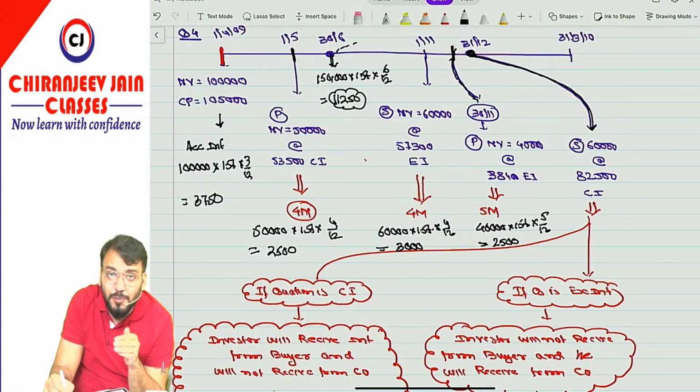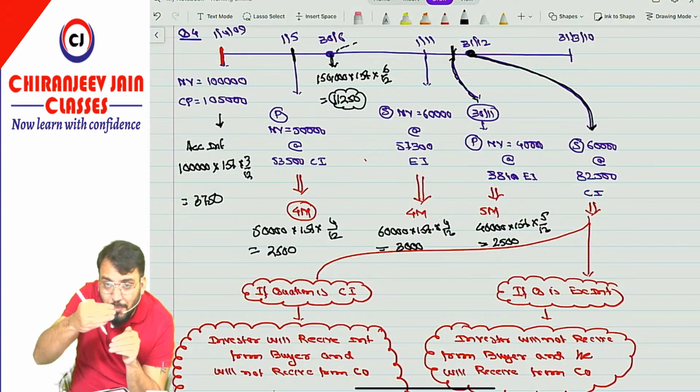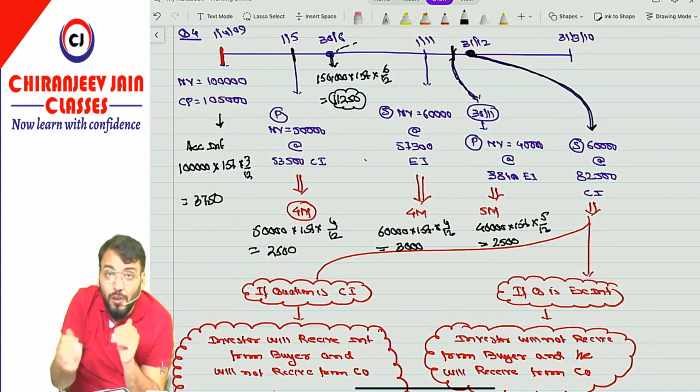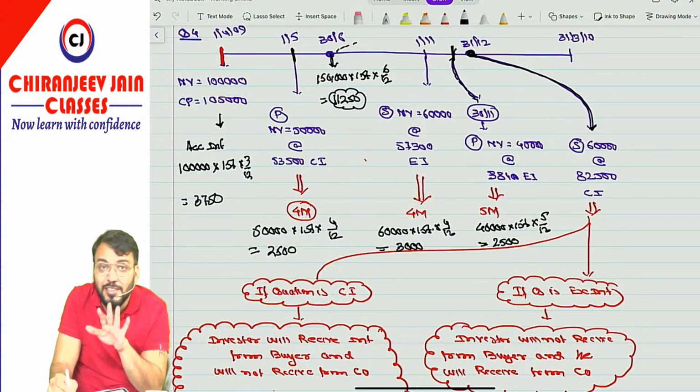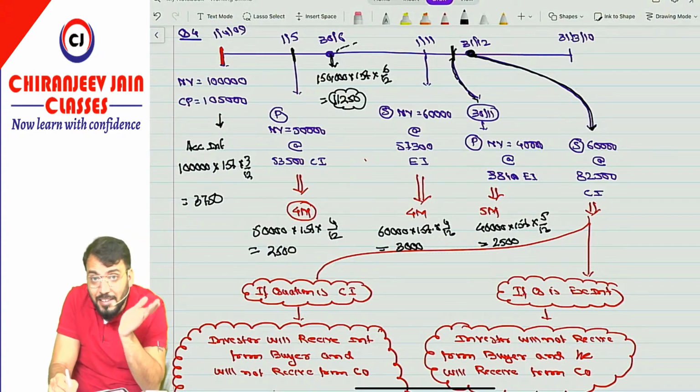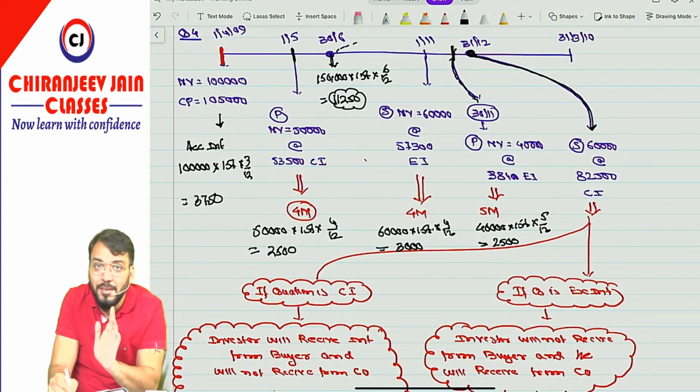Either on this investment, you receive interest from the buyer, then you will not receive from the company. Or what we can do, you will not receive from the buyer, and will directly receive from whom? Company. Correct. So those two assumptions can be applied.